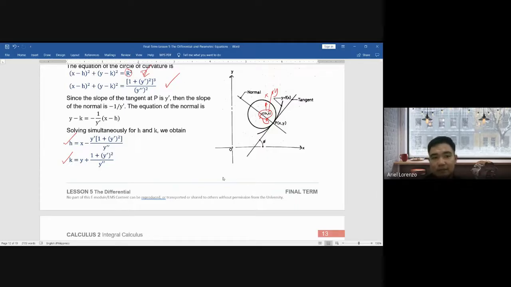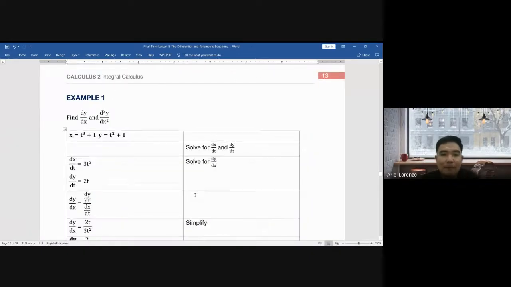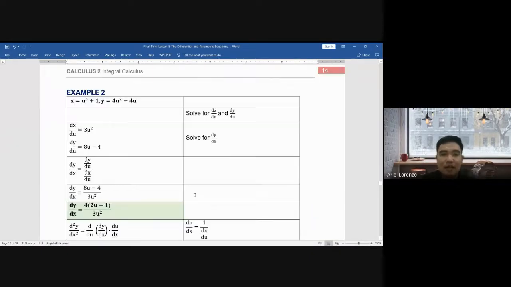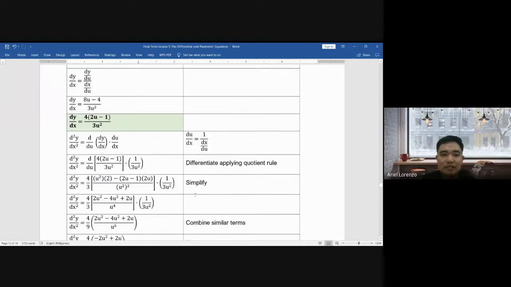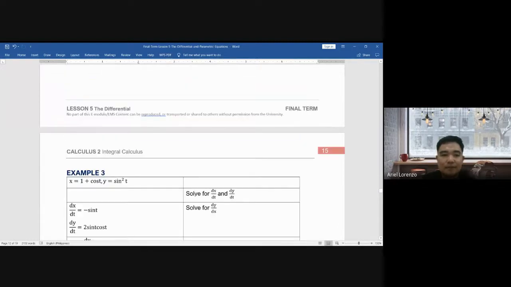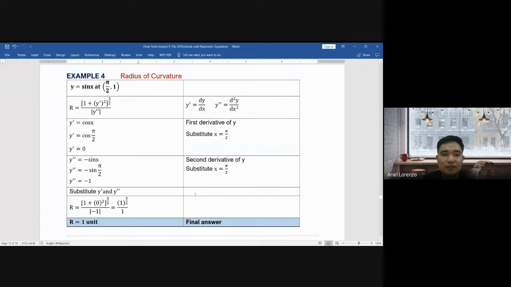Okay? And then, this paper is also uploaded in your LMS. Okay? So, let's have the examples. Memorize this one, we already discussed this in another discussion. So, we go now to radius of curvature.